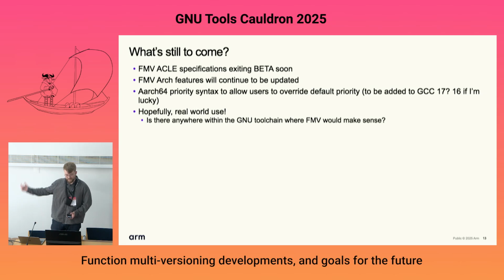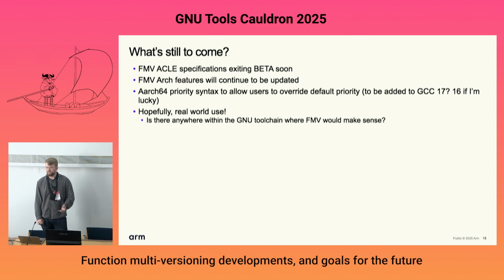We also, similarly to RISC-V, want to add priority syntax to overrule the default ordering. There's an algorithm for generating the ordering of what should be chosen over what if you have all the extensions turned on. And that's sometimes not ideal, so we'd like users to be able to do that. If there's anyone in RISC-V who's involved in that, I would like to talk to you, because it seems like there's some more complexity there that isn't being dealt with, and I'd like to know how you deal with it. And then, yeah, we would like some real-world use, really.